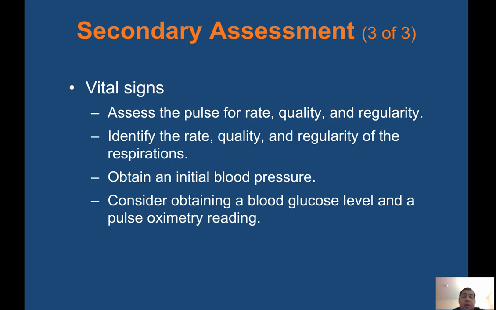So vital signs. Assess the pulse for rate, quality, and regularity. Identify the rate, quality, and regularity of the respirations. Obtain initial blood pressure. Consider obtaining a blood glucose level and a pulse oximetry reading. So every time you're taking vital signs, the minimum three vital signs you need to give is blood pressure, your respiratory rate, and a pulse. Yes, it's good to have a blood glucose level and a pulse oximetry reading because that'll help you in your assessment too. It'll help you rule things out.